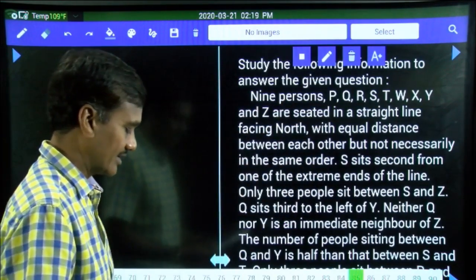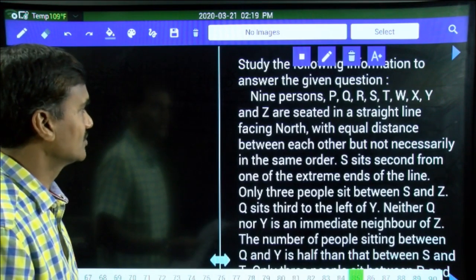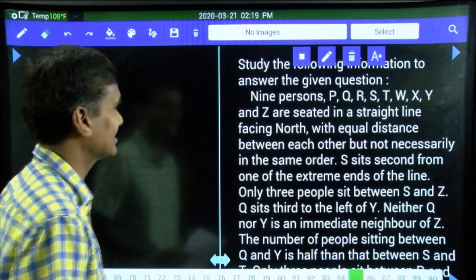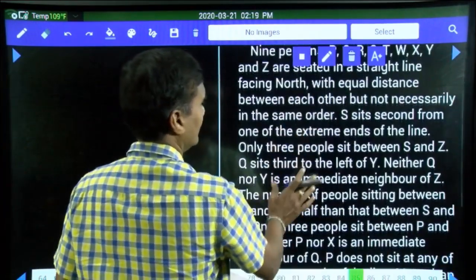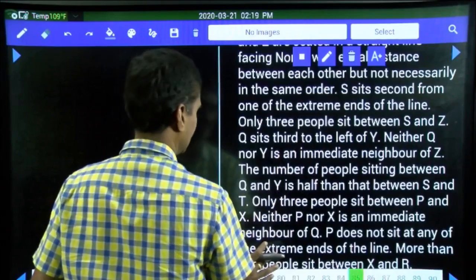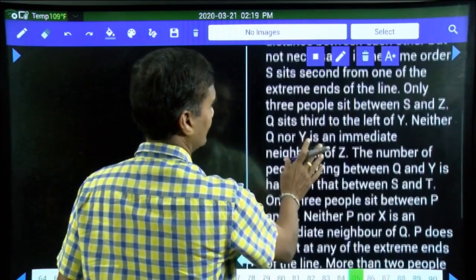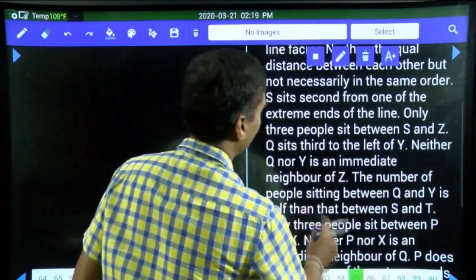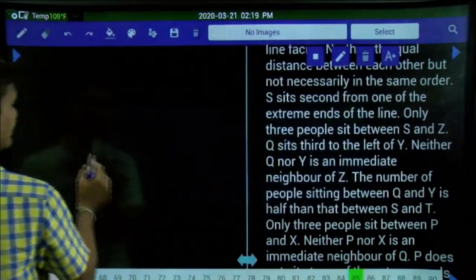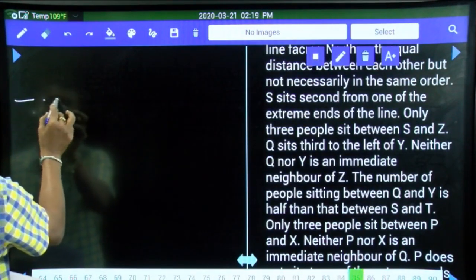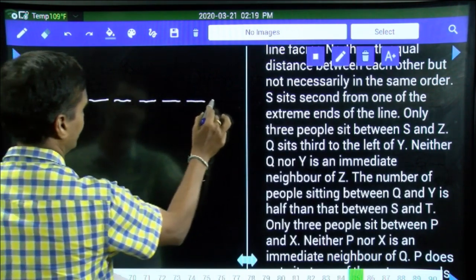Next one: 9 persons P, Q, R, S, T, W, X, Y, and Z are seated in a straight line facing north with equal distance between each other. S sits second from one of the extremities of the line. Clear? Now the first information: 9 persons. How many persons do we have altogether? 9. 1, 2, 3, 4, 5, 6, 7, 8, 9.